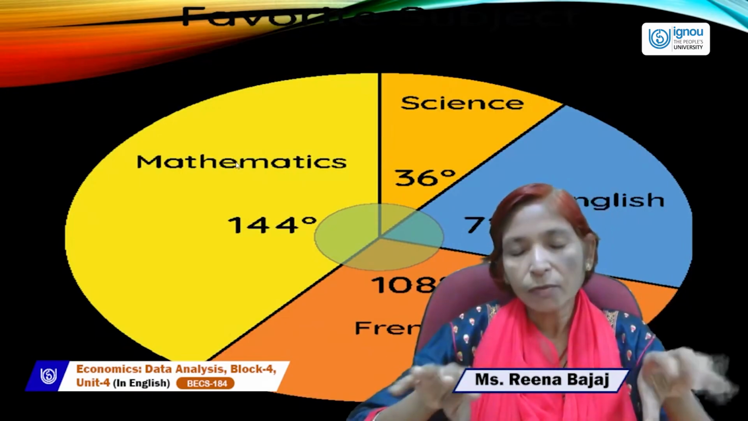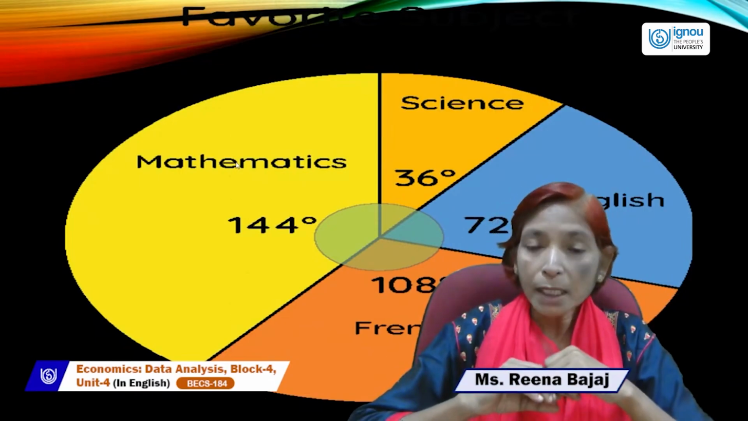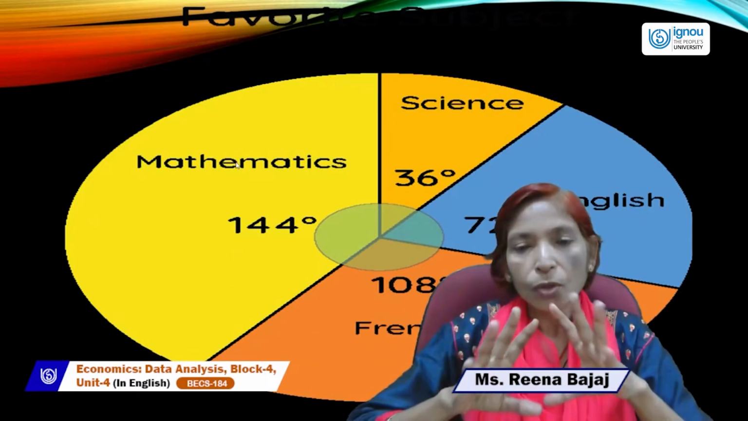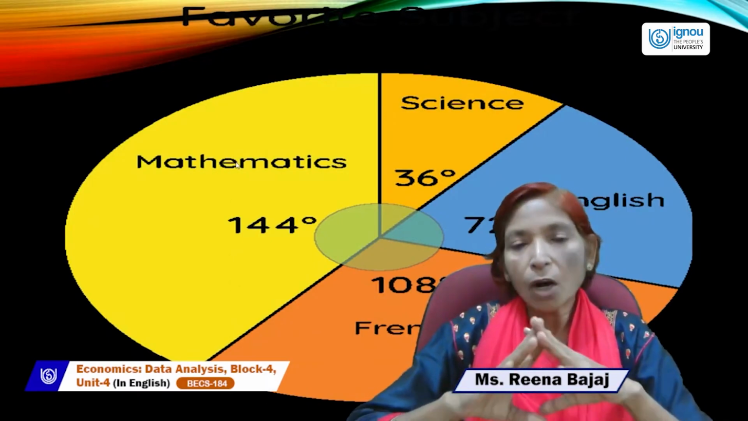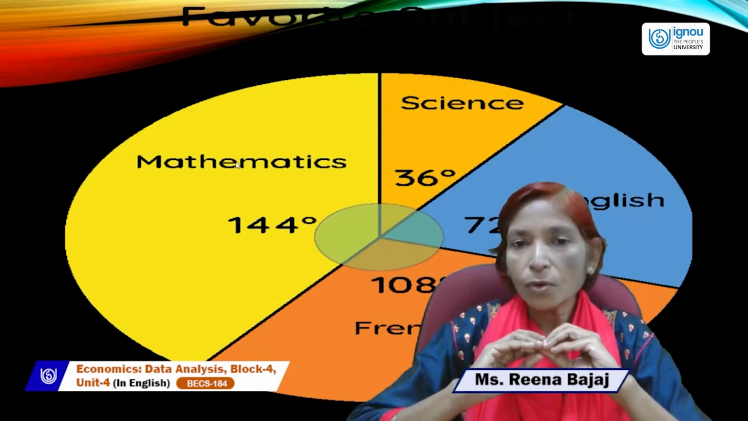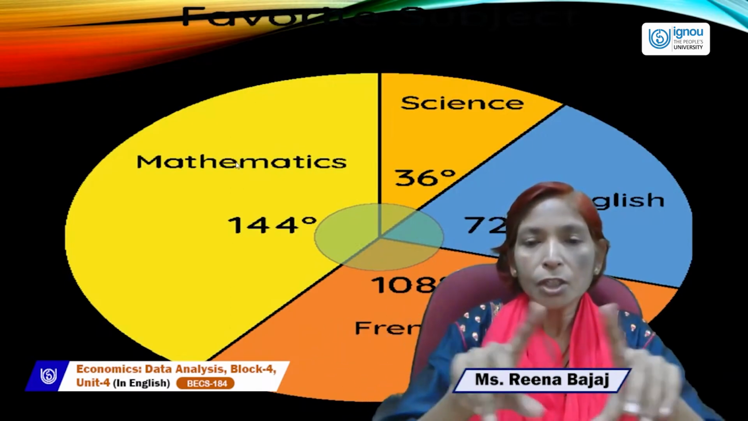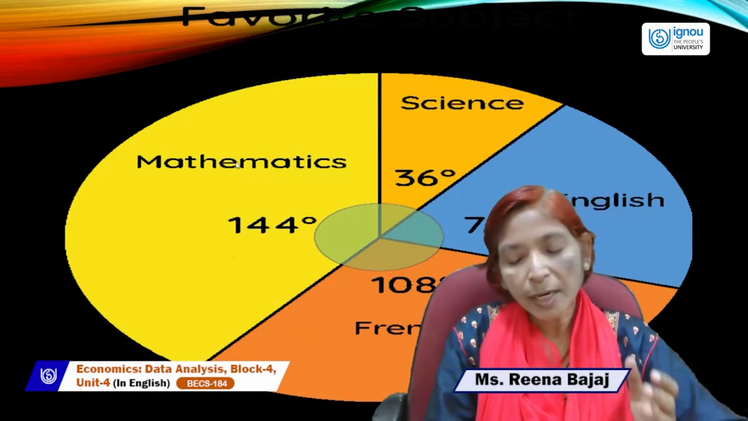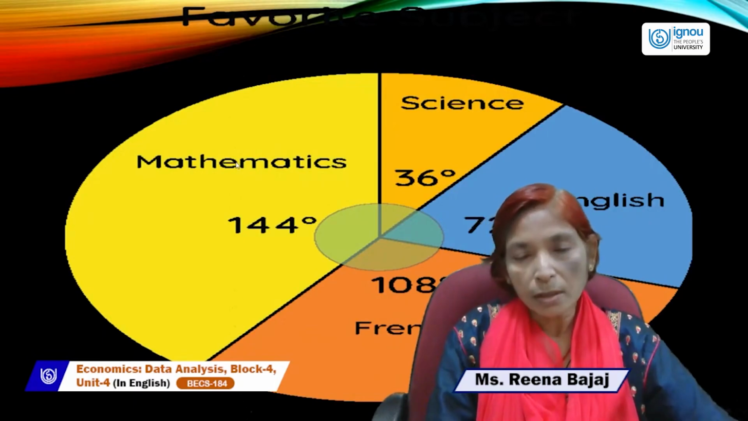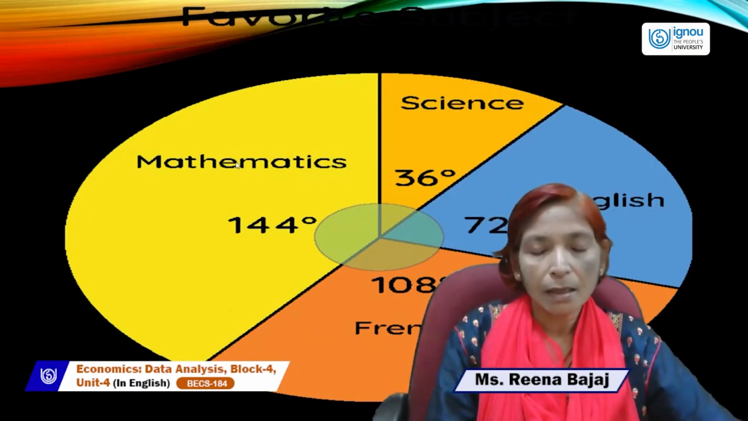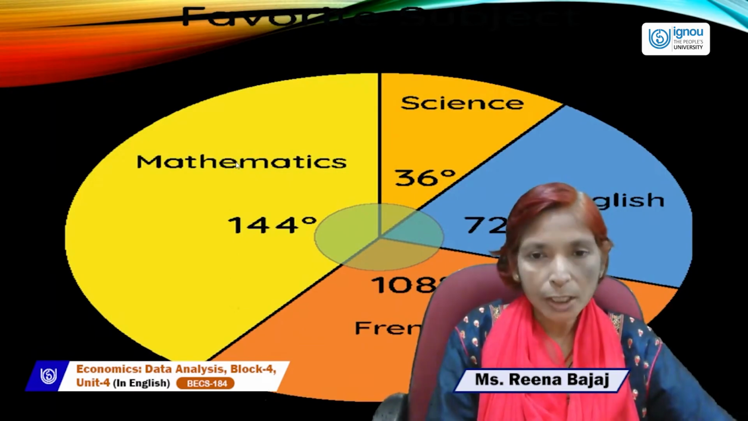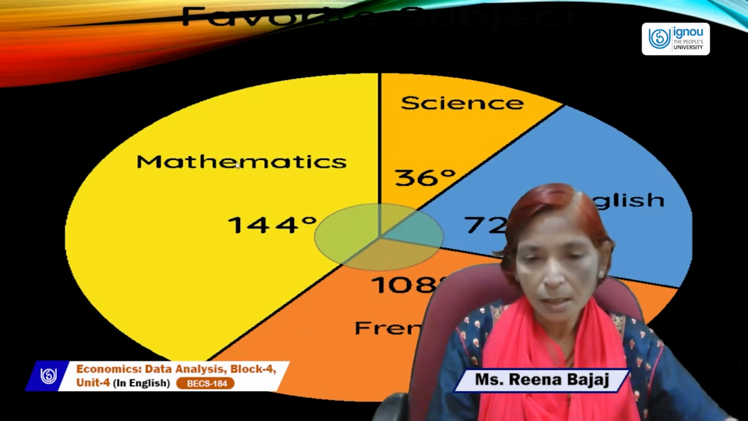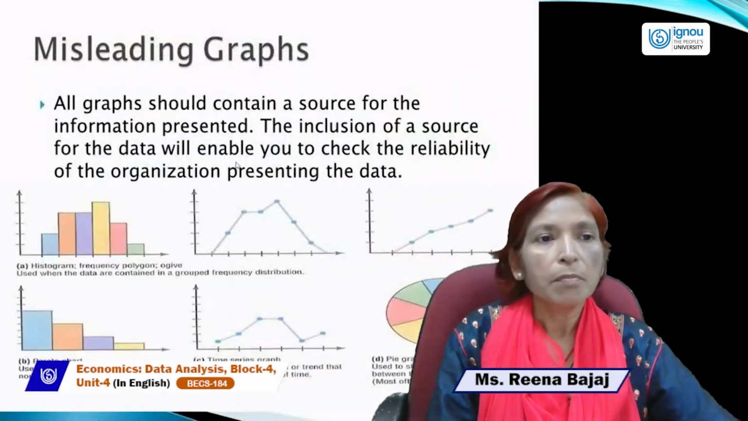We can show this with the help of this pie chart, and this pie chart clearly explains anything which we want to show or express. Without writing thousands of words, we can show all information with the help of this pie chart. This pie chart alone is appropriate for expressing different information and gives reliable information also. This is the pie chart. Next is misleading graphs.